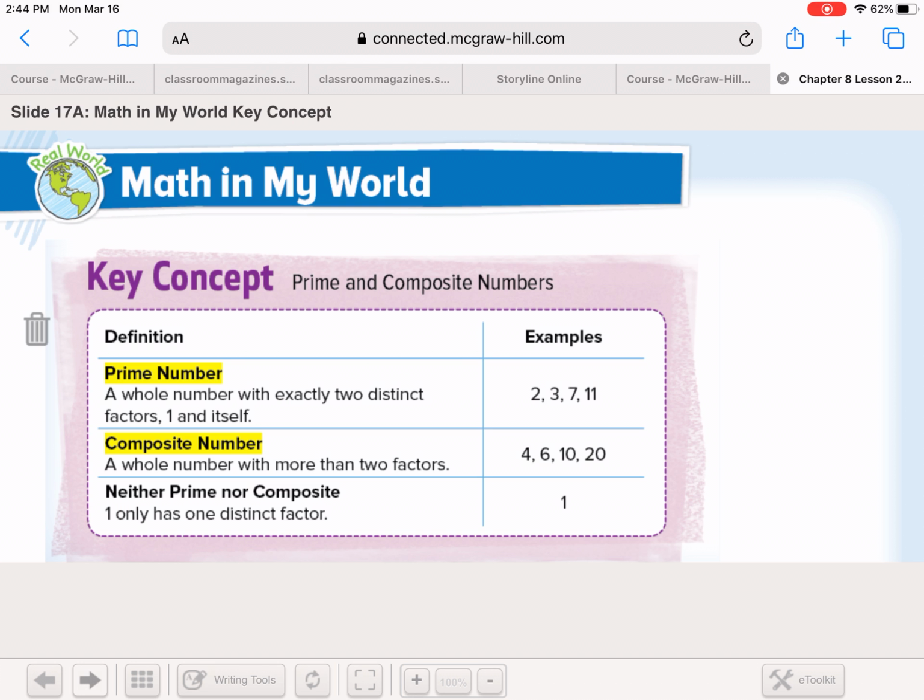Composite number, a whole number with more than 2 factors. Any number that ends in 0, 2, 4, 6, or 8 is composite because 2 can go into it evenly. Neither prime nor composite. 1 only has 1 distinct factor, and that's it, just the number 1.